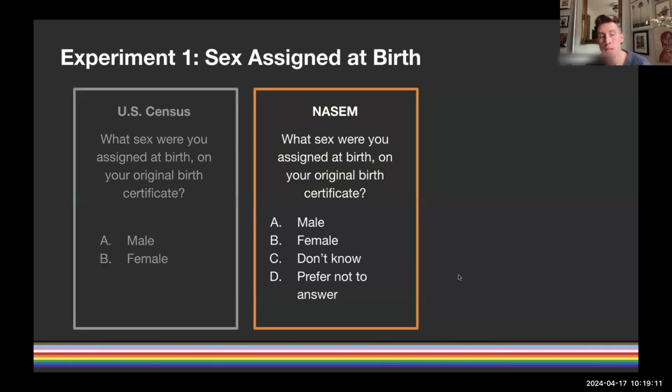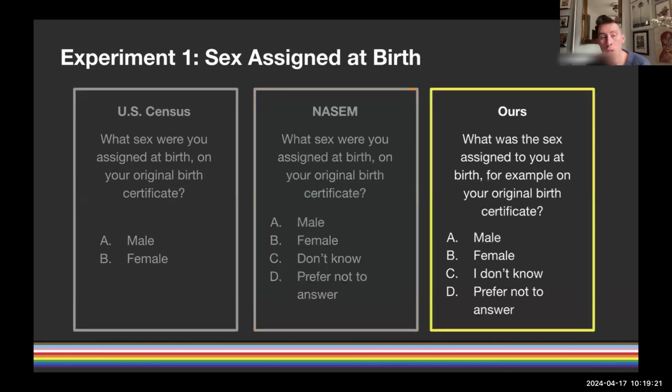Whereas when we look at the next question here, we look at NASEM, which asks a very similar style question stem, but includes options like don't know and prefer not to answer. Our construct, again, a very similar style question stem. What was the sex assigned to you at birth, for example, on your original birth certificate? One of the differentiations here is really we just move from don't know to I don't know, but still keeping male, female, but including that I don't know and prefer not to answer on our questions here.